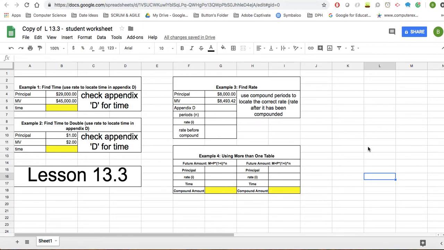In this video, we'll be covering lesson 13.3. You will need your book for this assignment when it comes to finding some of the answers. And what I mean by your book is to be able to follow along in your examples for this lesson, but also be able to use Appendix D, which is in the back of the book. So we're going to jump right into example 1 here.